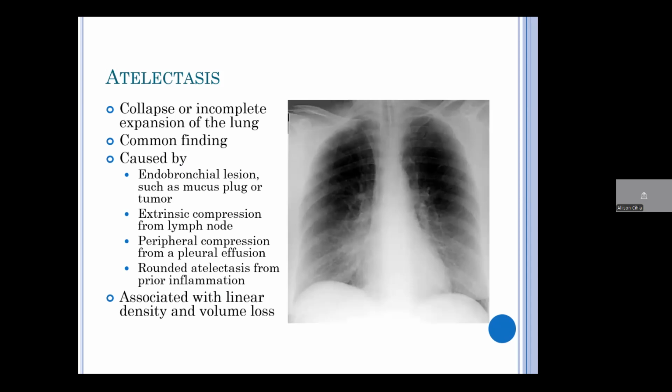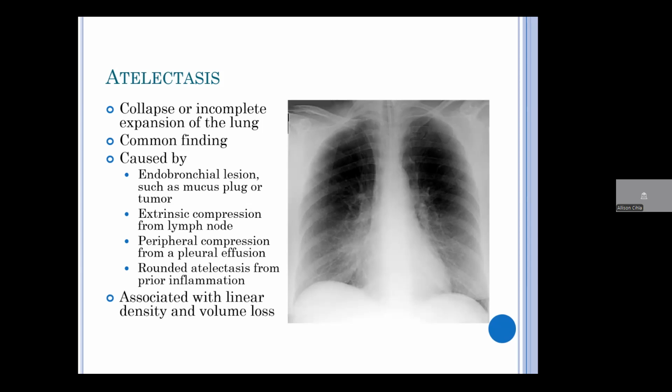One of the findings that you may see often in chest x-ray reports is atelectasis. And what atelectasis means is a collapse or incomplete expansion of the lung. It's very common. You can see it from things like tumors or even mucus plugs that block off the airways. You can see compression from something outside of the lung, such as pleural fluid.